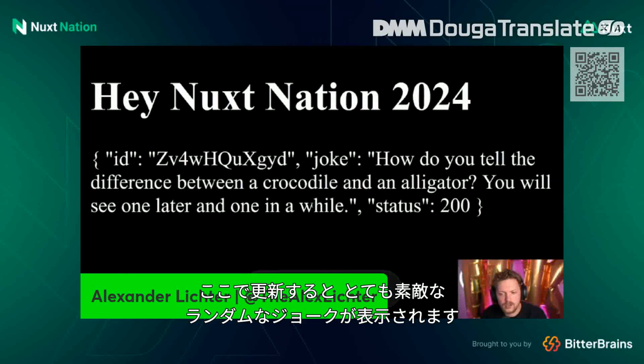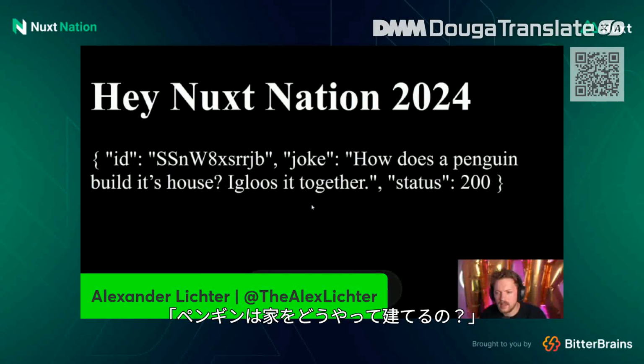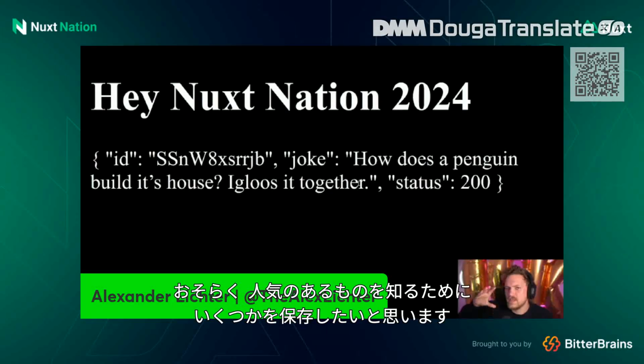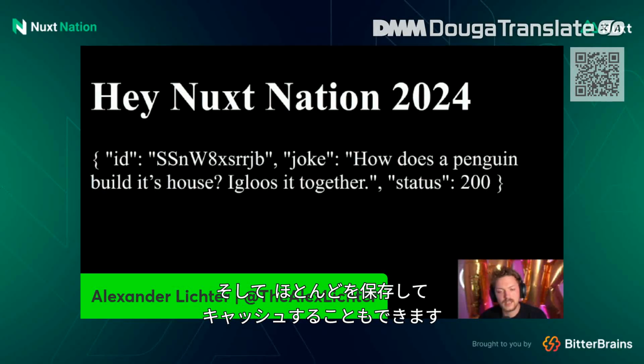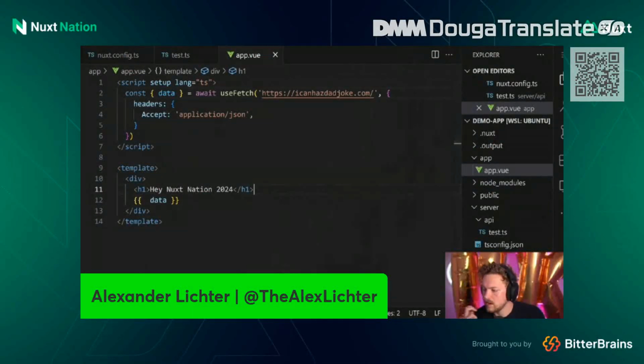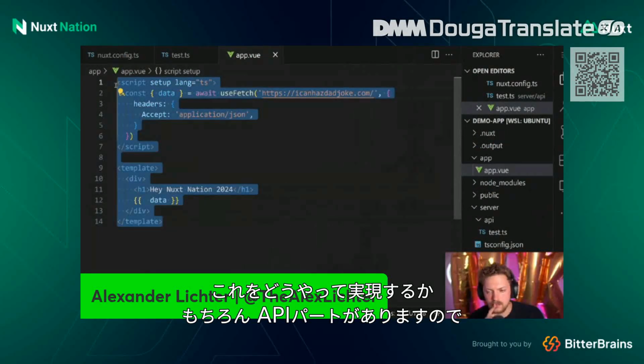Because if I refresh here, very lovely, I get random jokes, right? Like, how does a penguin build its house? It glues it together. Yeah, not bad, not bad. We probably want to save a few of them so that we just know which ones are popular, let's say. And we could even save most of them and cache them and so on and so on. So let's go back here. Wonderful. And well, how do we do this?